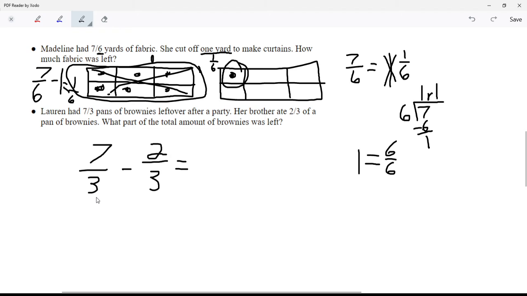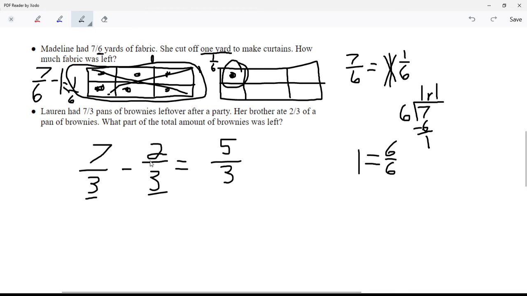We know that the denominators are the same. They're both 3. So 7 minus 2 equals 5. Denominators stay the same. So the answer is 5/3, right? Although they may want an answer in mixed numbers.